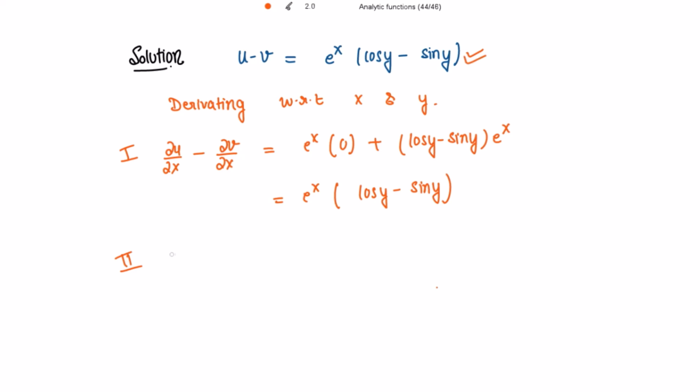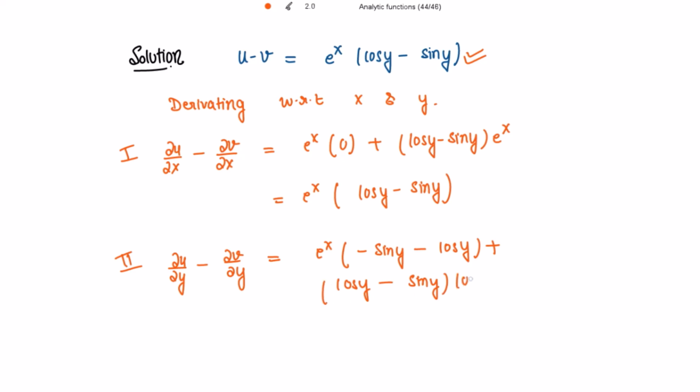Now differentiating this with respect to y, this is ∂u/∂y - ∂v/∂y equal to the first function differentiating the second with respect to y, this is -sin y - cos y, plus writing the second function and the derivative of the first with respect to y, that is 0. So this is equal to negative of e^x (sin y + cos y), but I am writing here cos y + sin y to have this format. Please mark this as 1 and this as 2.